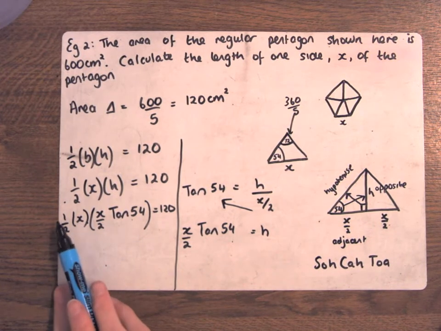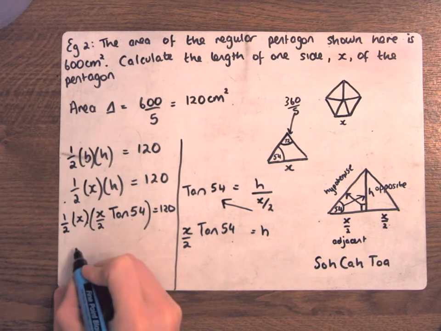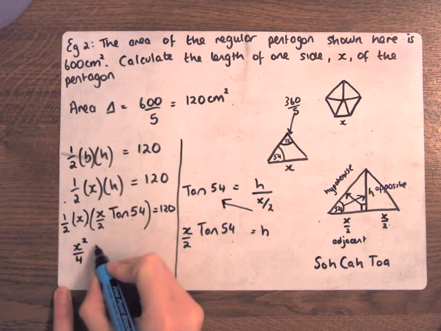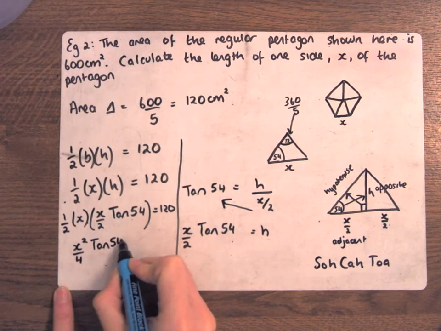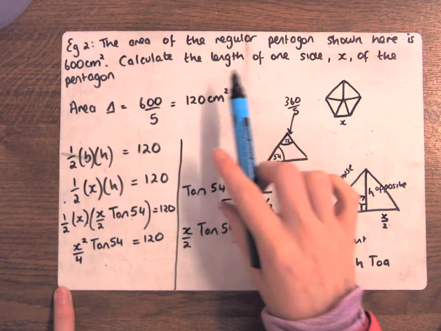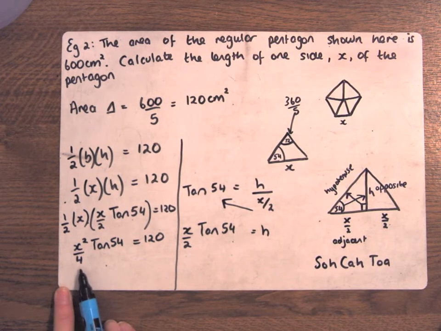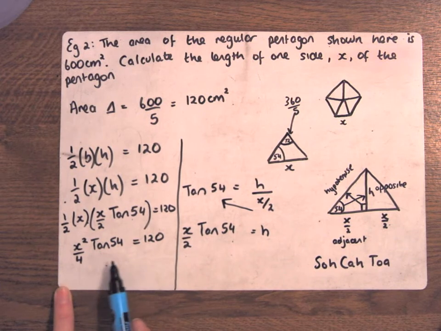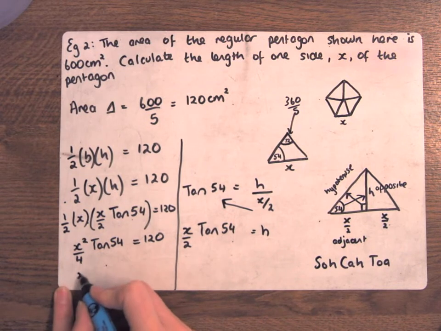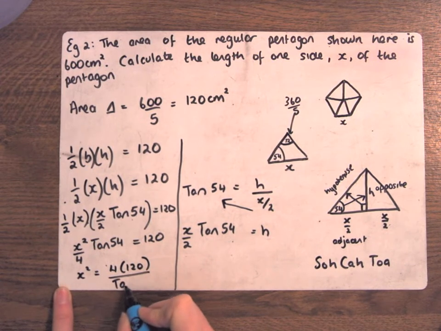So 1 over 2 by x over 2, that's x squared over 4. X squared over 4 by tan 54 is 120. Now the question is calculate the length of one side x. So I want what x is. So I need to move everything else away. Where does the 4 go? Up. Where does the tan 54 go? Down. Okay, it's at the top of one side, it goes to the bottom of the other. So x squared is, the 4 comes up, and the tan 54 comes down.